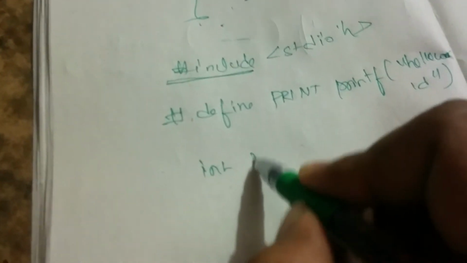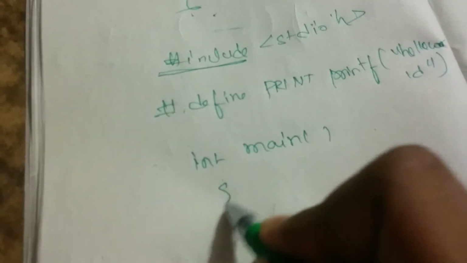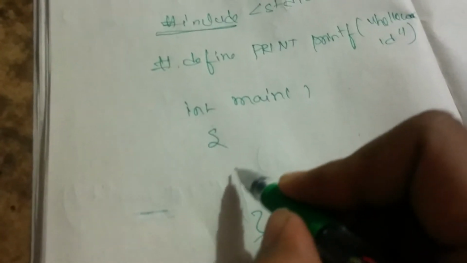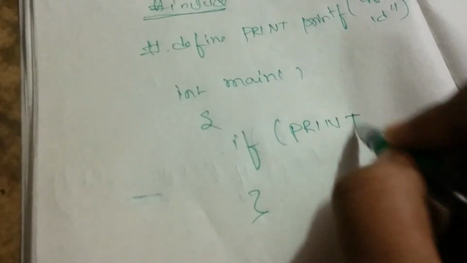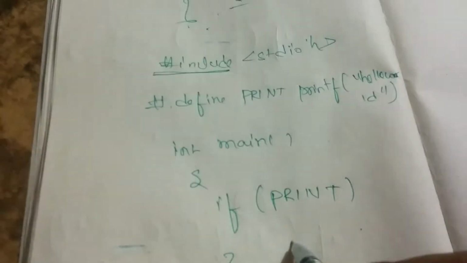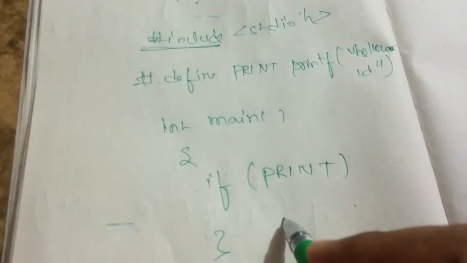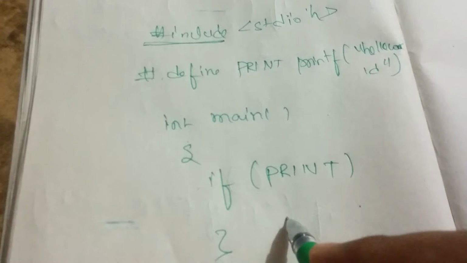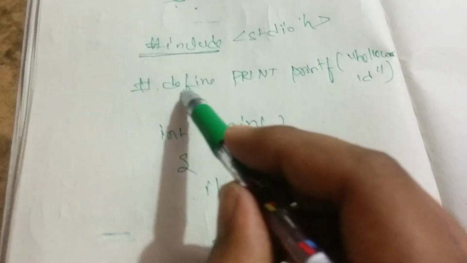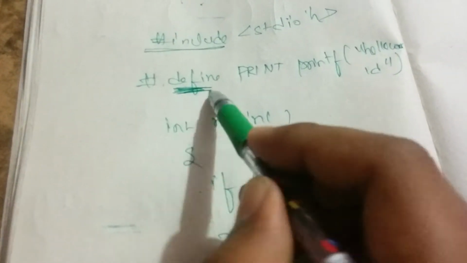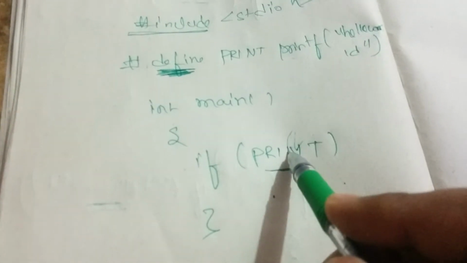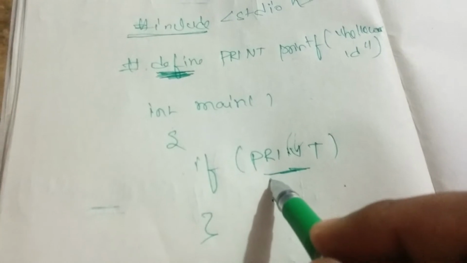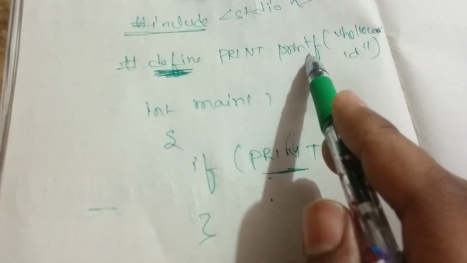Next, in main, write this thing: if print. What does it do? We know about preprocessor compilers. What does it do? Hash define during the pre-processing phase: the print here is replaced with printf of hello world. So it prints the hello world and returns the output 10 to it.